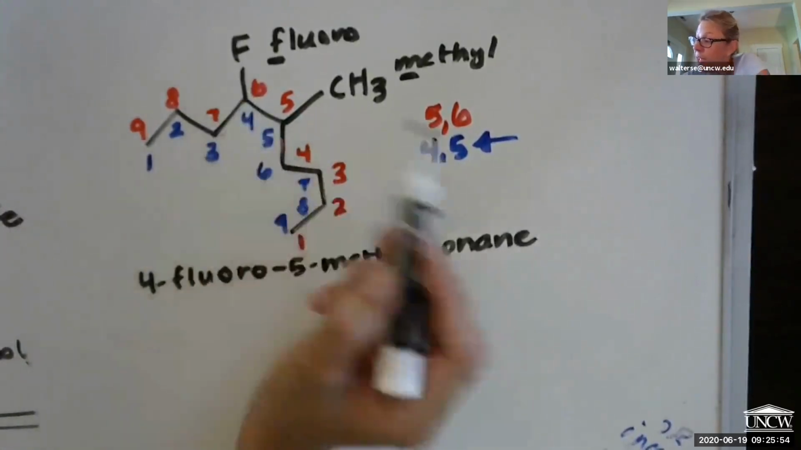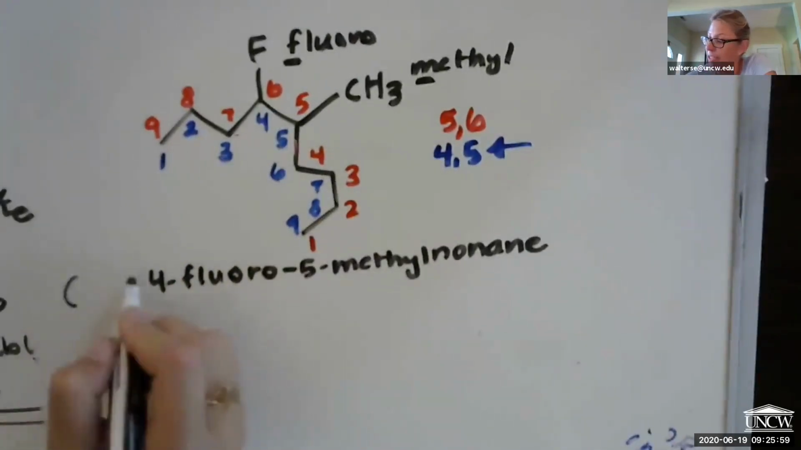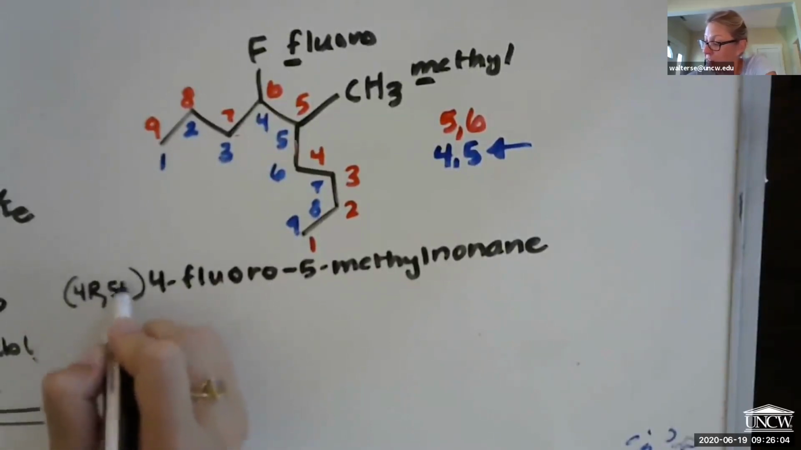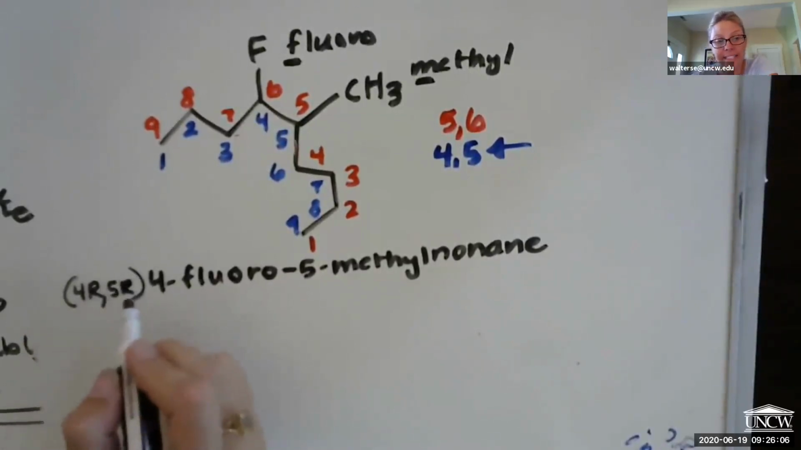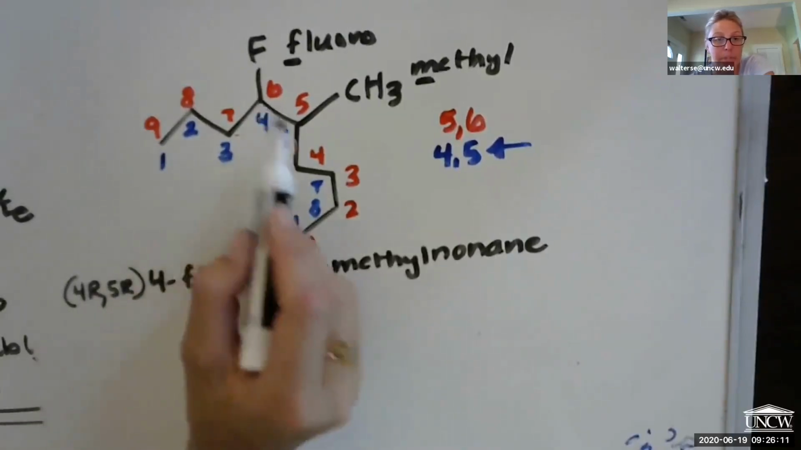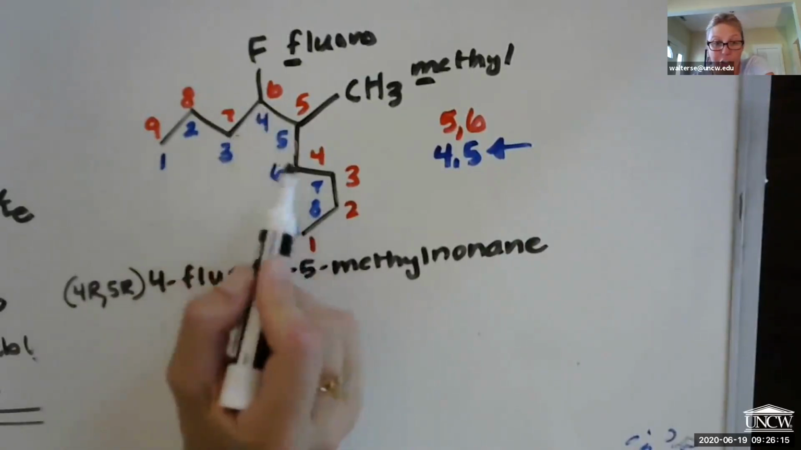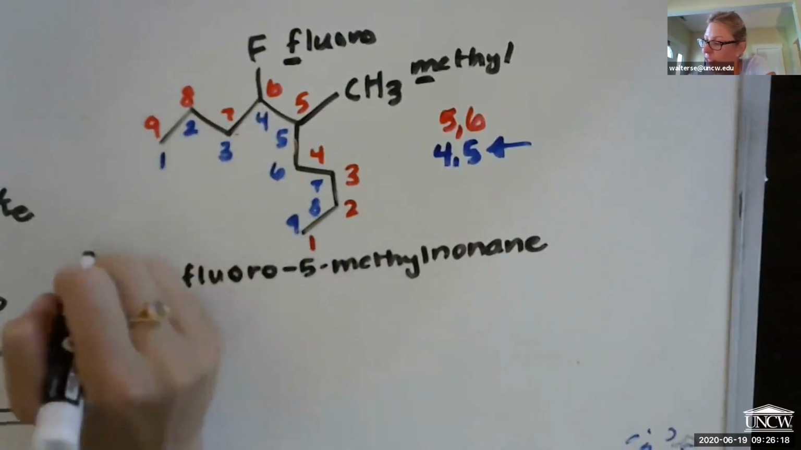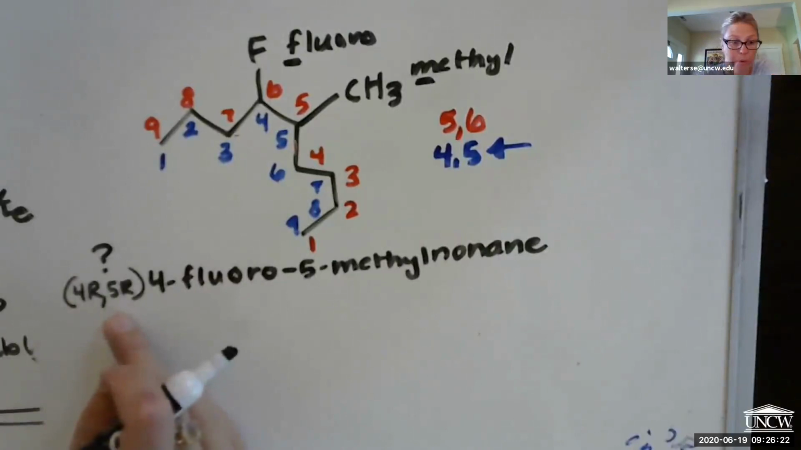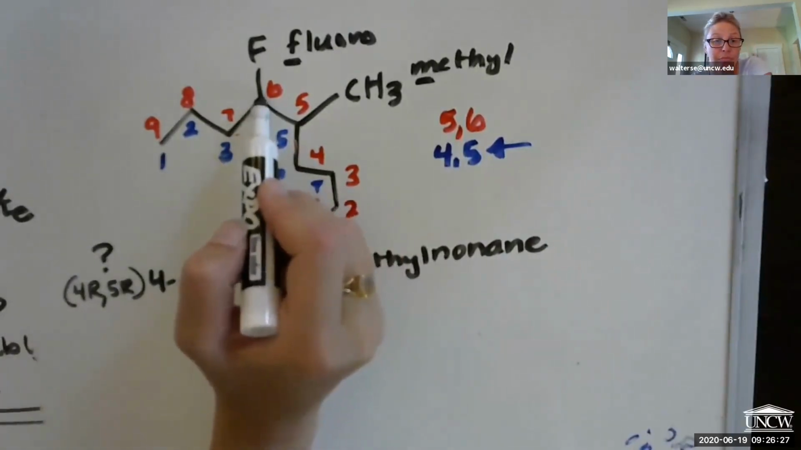If the stereochemistry had been indicated, then before this name there would have been a 4R, 5R, or 4S. But these numbers are the same as the numbers in the parent chain. But since I didn't draw the stereochemistry, that is a moot point. It's just that you have to do it if the stereochemistry is shown.